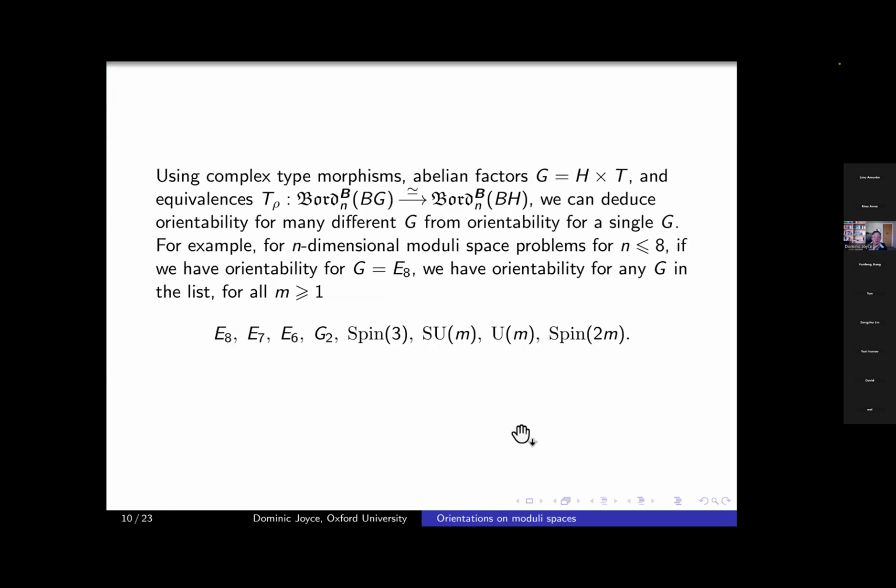Okay. So using these techniques, we can show that if you have orientability for the group E8, then you can deduce orientability for any G in this list by a combination of the complex type morphisms. Basically, for small m, you can get all of these things out of E8 by complex type morphisms with abelian factors, and then you can increase the m by using this equivalence of categories trick. So what we're going to do is settle the issue of orientability for E8, and then deduce it for all these other groups. In particular, U(m) is the orientability problem we care about in relation to coherent sheaves on Calabi-Yau fourfolds.